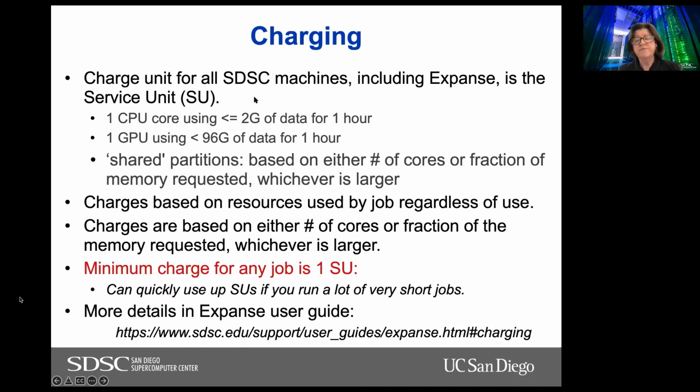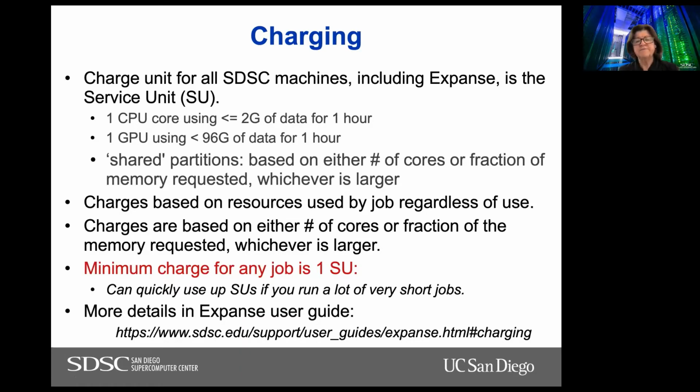Charging is like money. You get allocations and then you use it judiciously, because you don't always get as many hours allocated to you as you would like. The basic charge unit is a service unit for CPU. It's approximately 2 gigs of memory for 1 hour. For GPU, 96 gigs of memory for 1 hour. If you have questions about your job charging, send a question to the help desk at exceed.org.